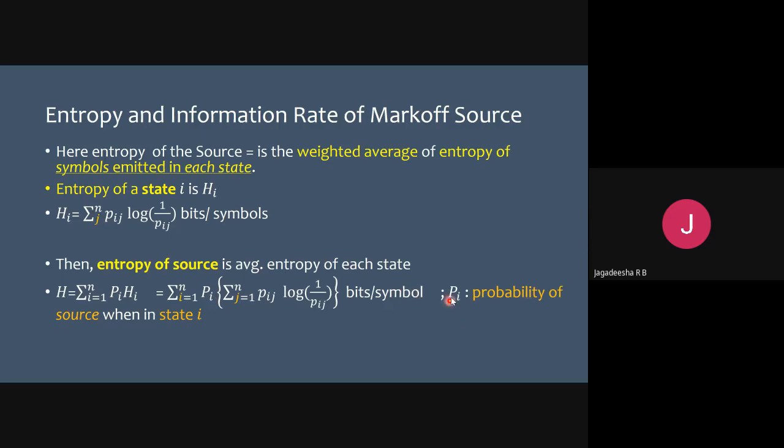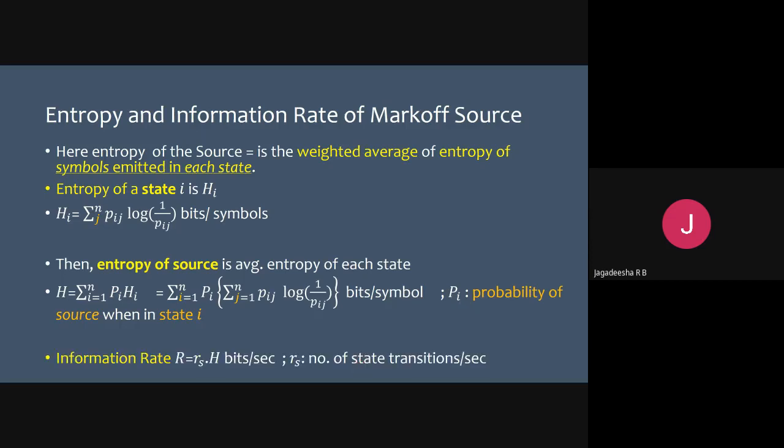So what is here? The new term, capital Pi, is the probability of the source being in state 1 or state i. For example, in the previous example, we considered that the source can be in any of the states. Maybe initially it was in state 1 or 2 or 3 with the probability of 1 by 3, right? So that is what Pi represents. It's the initial probability of a state.